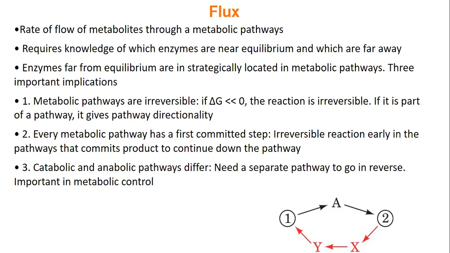Catabolic and anabolic pathways differ. They have to. Remember, this is destroying and building things. If we're breaking down something and we have an irreversible step, then we can't go back up that pathway. It's impossible. So if we do want to rebuild things, for example, rebuild glucose from pyruvate, we need a separate pathway, and we're going to look at that as well. Destroying and building pathways have to be separate because we have enzymes that are irreversible in each of these pathways.